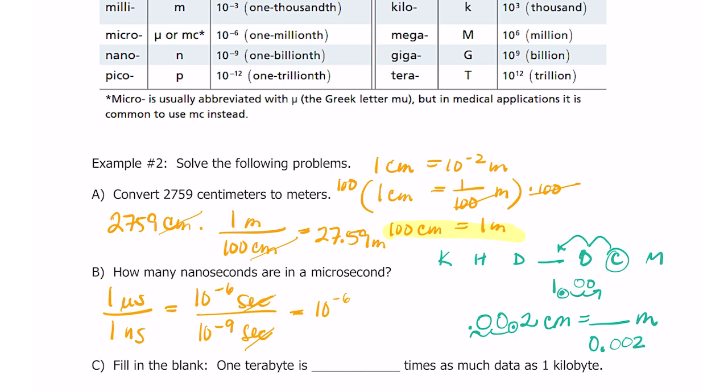So if you'll remember, when you divide, these things are called bases, the tens. When we divide like bases, you subtract the exponents. So really what I have is 10 to the negative 6th minus negative 9. And two negatives turn into a positive. So this is really 10 to the third. Negative 6 plus 9 is 3. And 10 to the third is a 1 with 3 zeros. So there's actually 1,000 nanoseconds in 1 microsecond.